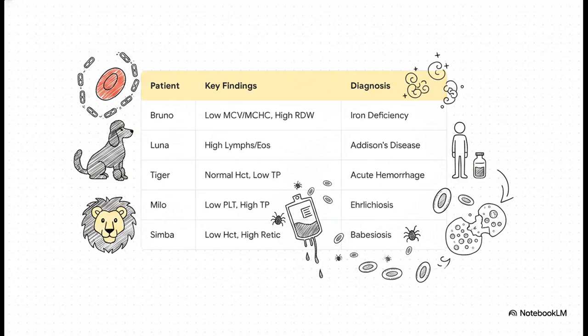Cases 1 through 5. Bruno has a low MCV, low MCH, high RDW, but low reticulocytes. That's a microcytic, hypochromic, non-regenerative pattern, meaning iron deficiency anemia from chronic GI bleeding.